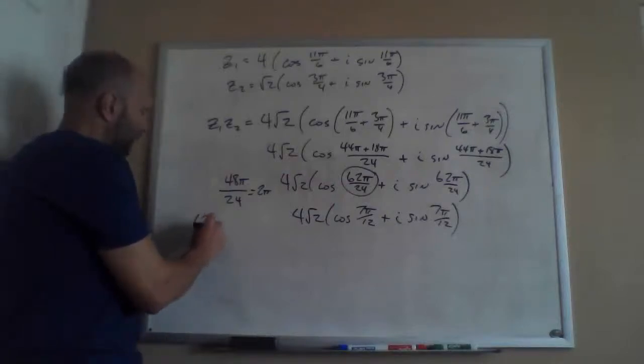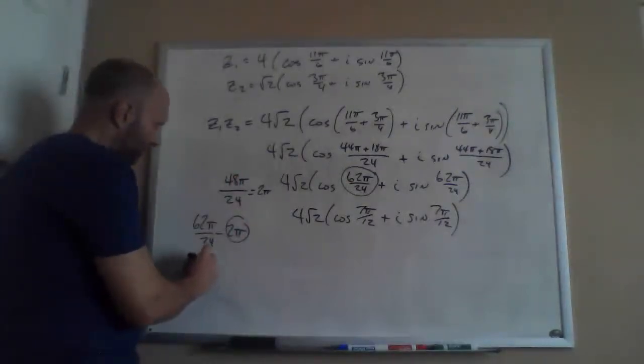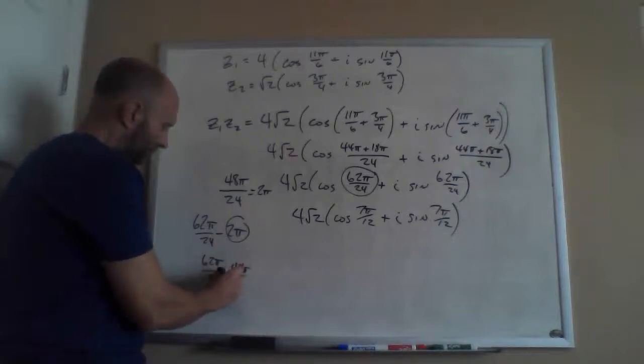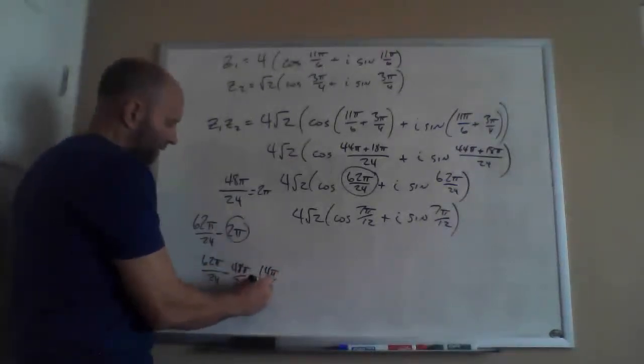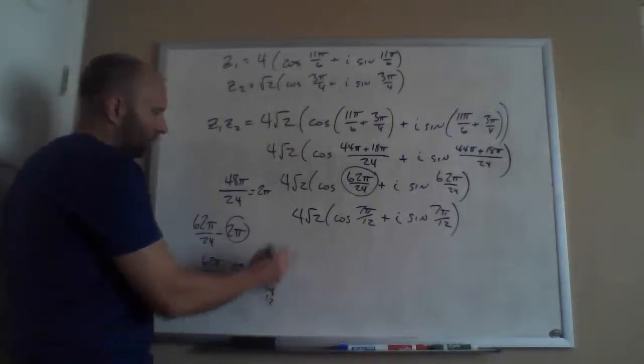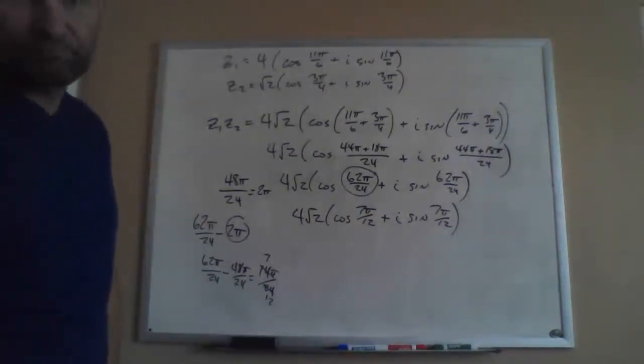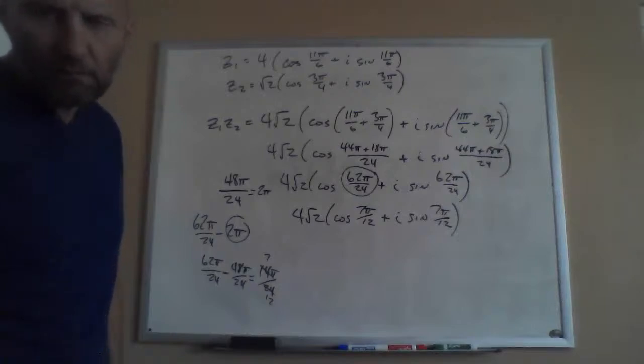So we have 62 pi over 24 minus 2 pi. So this guy is really 62 pi over 24 minus 48 pi over 24, which is 14 pi over 24. Simplify, take 2 out of both, is 7 pi over 12. Make sense?